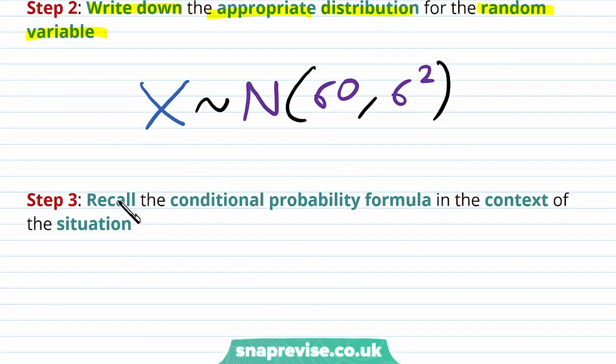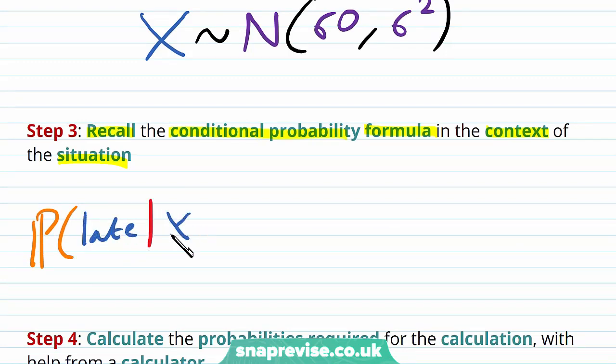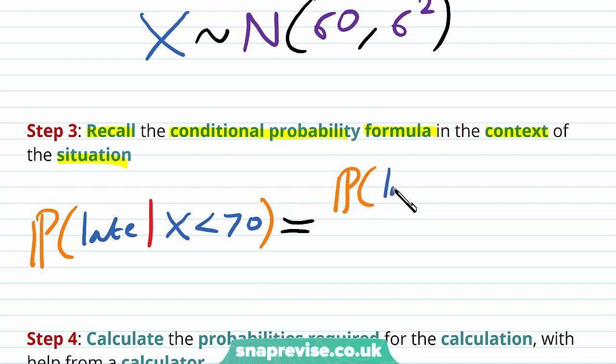Our third step is to recall the conditional probability formula in the context of the situation. We have that the probability that the train is late, given that X is less than 70, which is what we were told, since the train took under an hour and 10 minutes, is equal to, using the conditional probability formula, the probability of late and X being less than 70, divided by the probability that X is less than 70.